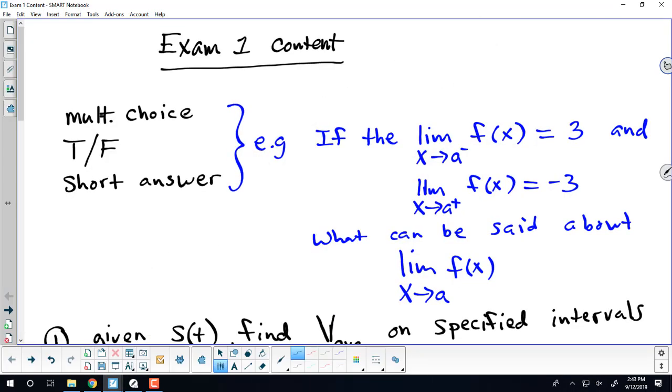So I went ahead and wrote out the content for exam 1, just so we don't have to spend another 10 minutes describing what's on the exam. And I will upload this handout or these notes to D2L under exam reviews. So this will be there. I wouldn't worry about copying it down.